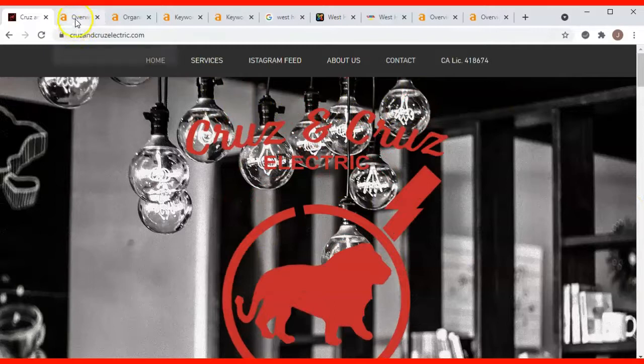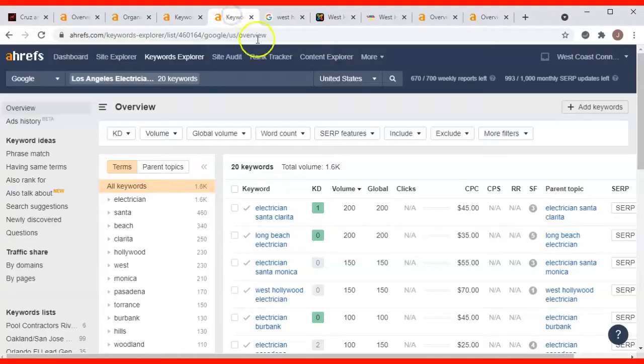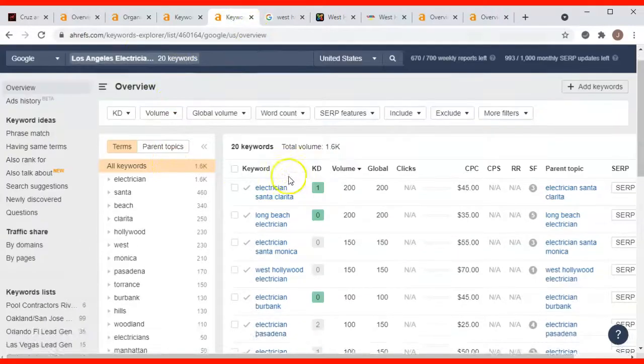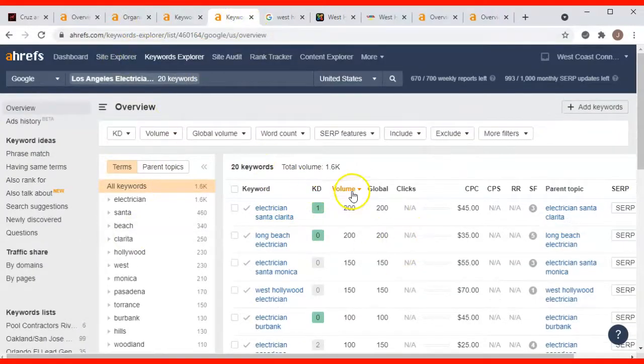My second tip would be to add a page targeting keywords that are low volume or high volume and low KD, and really what this volume is, is searches per month. So you see here, electrician Santa Clarita has a volume of 200, Long Beach electrician 200, Santa Monica 150, West Hollywood 150, Burbank 100, and it goes on down the list.